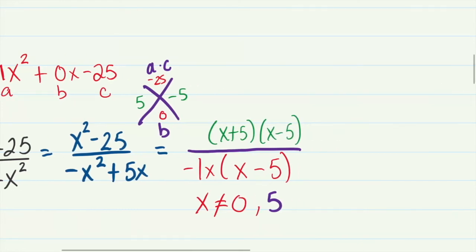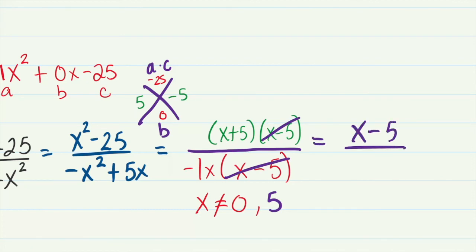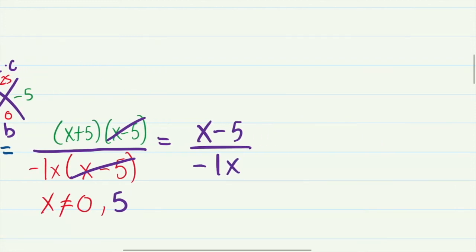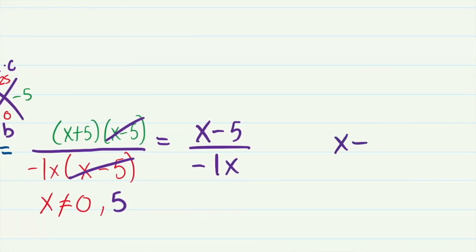Can we cancel anything? Remember, guys, when you have a fraction and both numbers are the same, they cancel out. In this case, because we're multiplying, we can cancel by parentheses. What parentheses do we have in common? We have x minus 5, top and bottom. So those two get canceled out. So what do we have left, guys? We have x plus 5 over negative 1x, when x is not equal to 0 or 5. And that's one way you can see the problem.